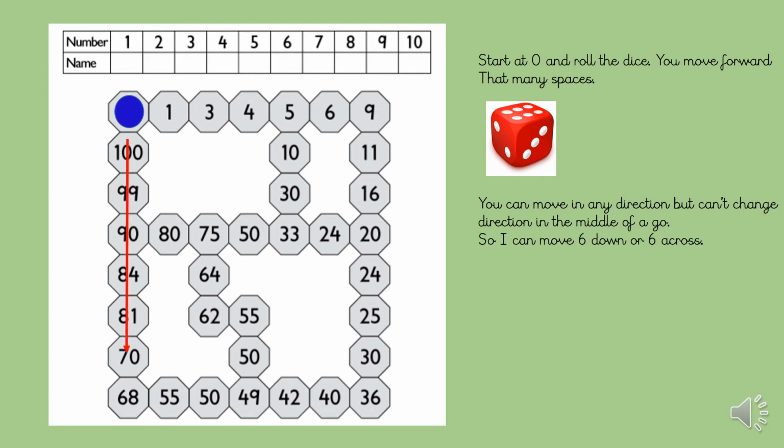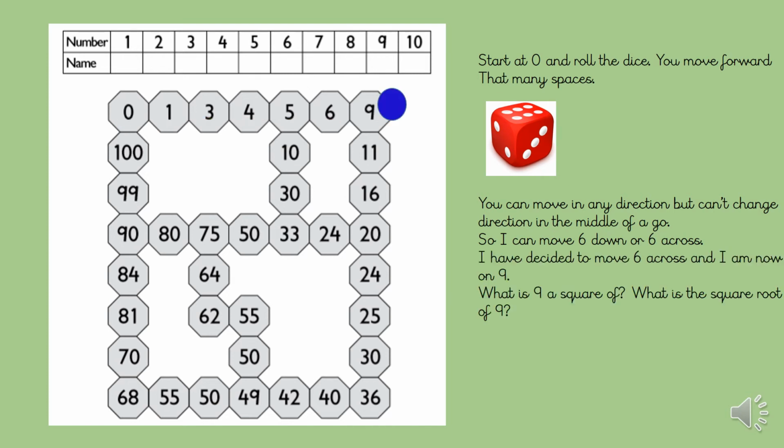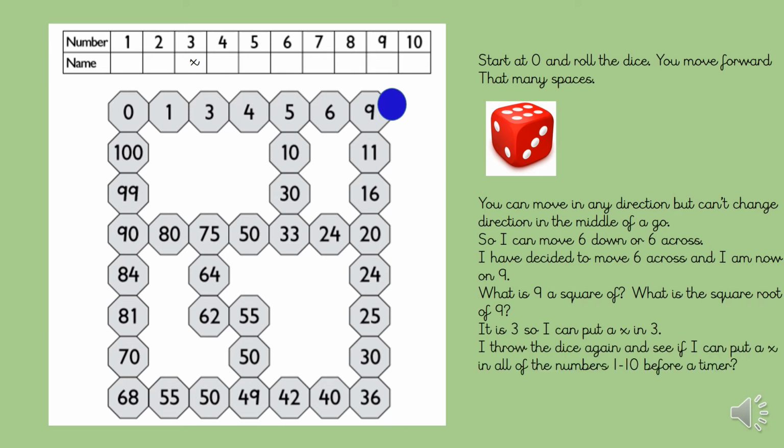So I can move down 6. I can move across 6. I'm going to move 6. So I'm now on the 9. What is 9 a square of? What's the square root of 9? So what number do I multiply by itself to get 9? It's a 3. So I put a cross in the 3. I throw the dice again and see if I can put a cross in all of the numbers before.